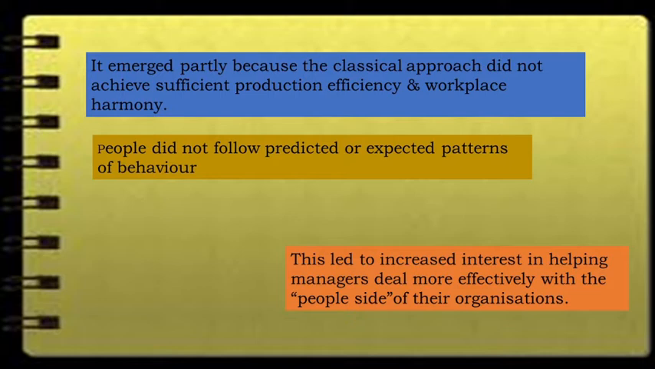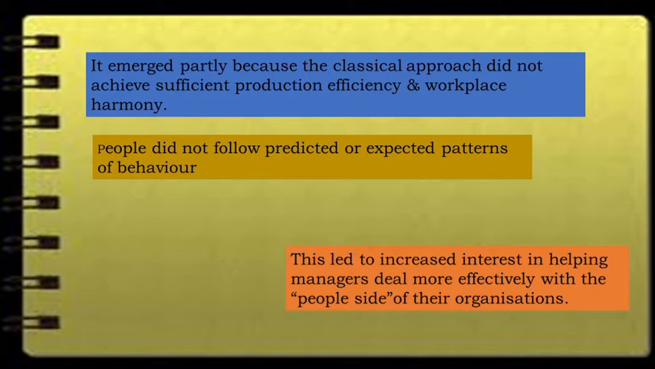So, this behavioral science came into existence partly because the classical approach did not achieve sufficient production efficiency and workplace harmony. So there was disharmony in the workplace, and the production was not brought to the efficient level which they wanted. So something was lacking in that approach, that they were not able to get the highest productive efficiency. People did not follow predicted or expected patterns of behavior.